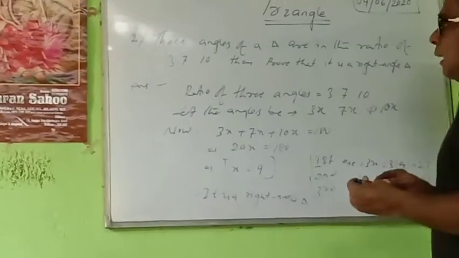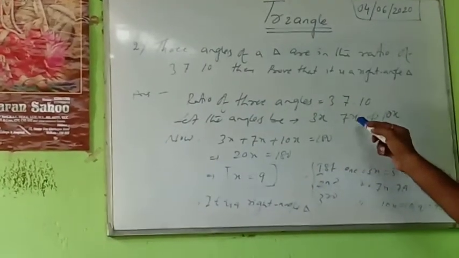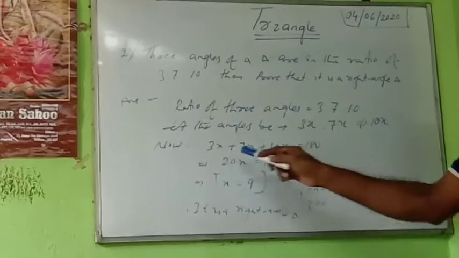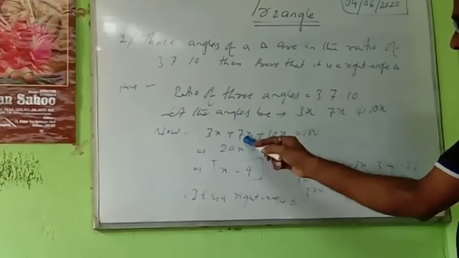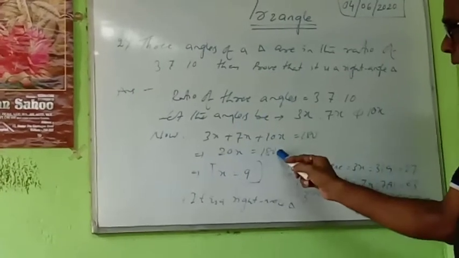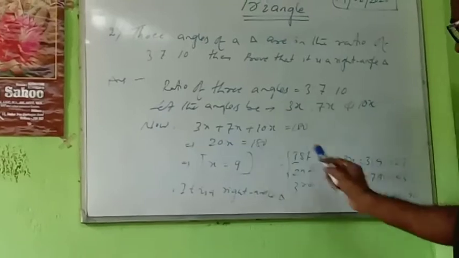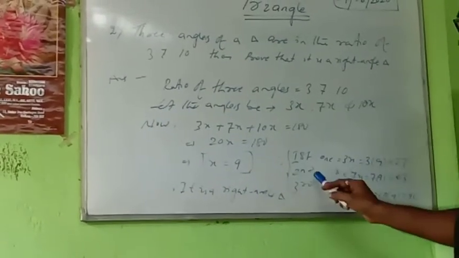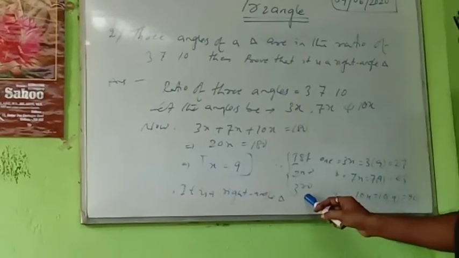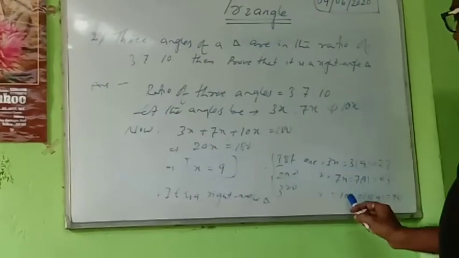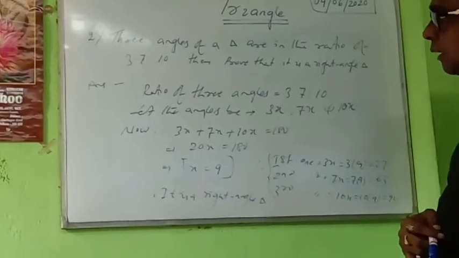As the ratio of the three angles of a triangle is given as 3:7:10, the angles are 3x, 7x and 10x. The sum of the angles of a triangle is equal to 180 degrees. How much are you getting? 3 plus 7 is 10, 10 plus 10 is 20x equal to 180, x equals 9. The first angle, 3x, is 3 into 9, 27. The second angle, 7x, is 7 into 9, which is 63. The third angle, 10x, is 10 into 9, which is 90 degrees. One angle is 90 degrees. Therefore, it is a right angle triangle. Let us go to next number 3.